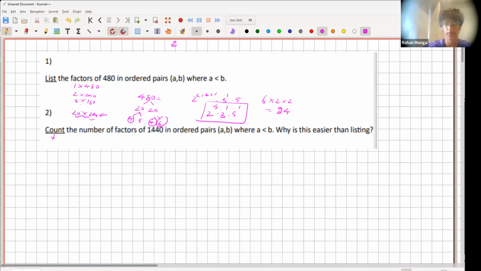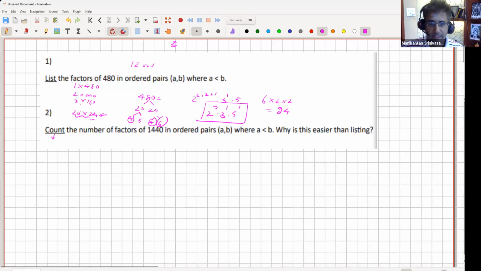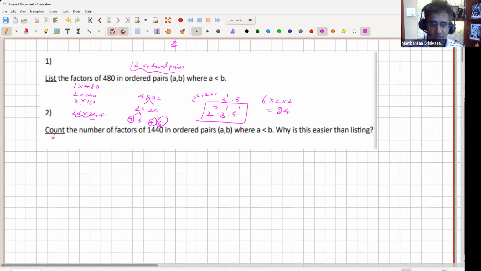Sir, but if you're looking at ordered pairs, won't it be 12? Yeah, correct. It'll be 12 ordered pairs. I'm just asking you to list the 12 ordered pairs. Correct. The answer would be 12 ordered pairs, therefore 24 factors.